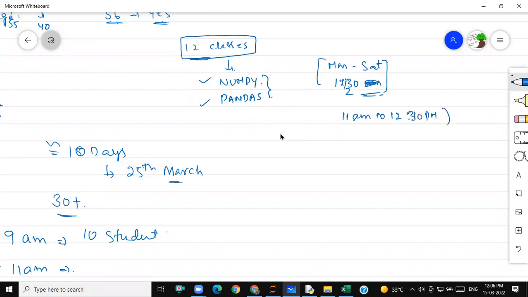We are planning this because at 9 a.m. we have very few students, and here also we have few students. We are planning to combine both these batches.